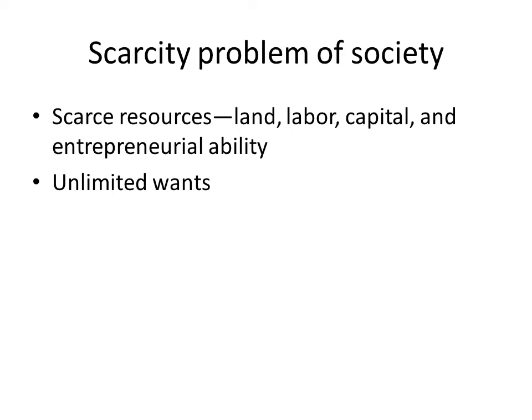What about society? Well, society has a similar situation as the individual, but we have to look at it slightly differently. As we pointed out, society has scarce resources. What do we mean by that? What we mean by resources are generally four types: land, labor, capital, and entrepreneurial ability. Land is land plus anything that comes from the land. So we're talking about agriculture, yes, but we're also talking about minerals, oil, iron ore, anything from the land.